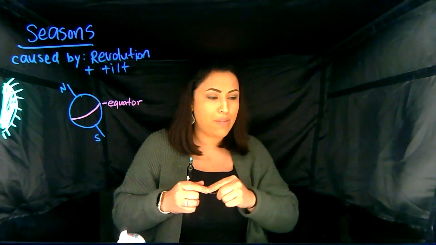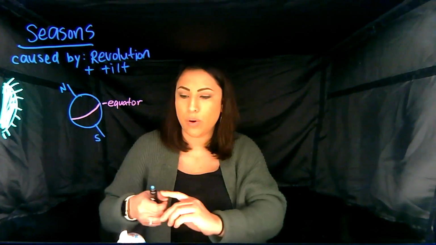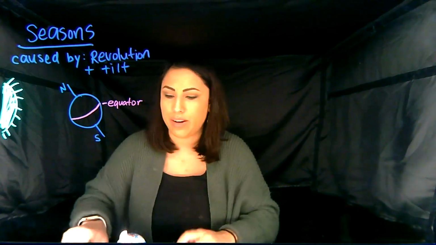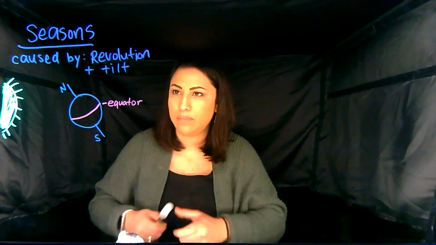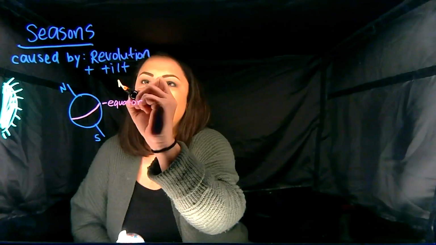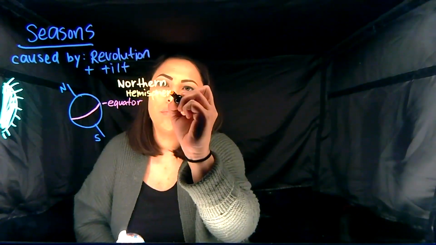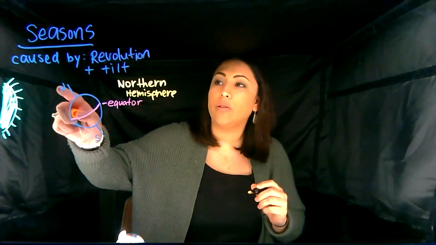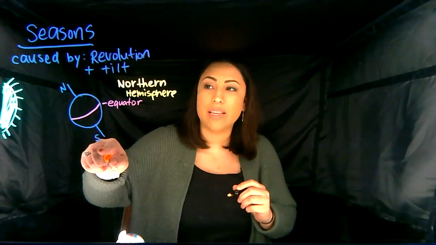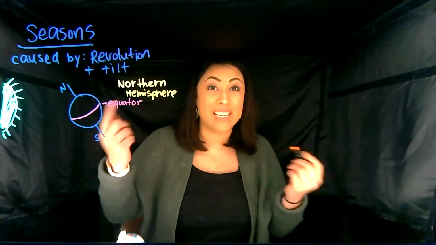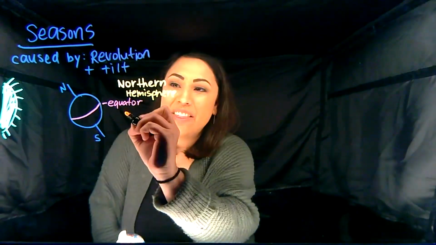So we have the top here. We're going to call this the northern hemisphere. Get another color so you can see. So we refer to the top part of the Earth as a northern hemisphere. Now this is the south, so the bottom half is going to be called the southern hemisphere.